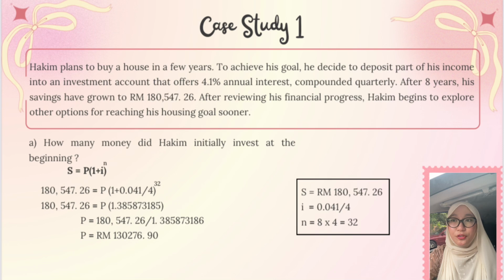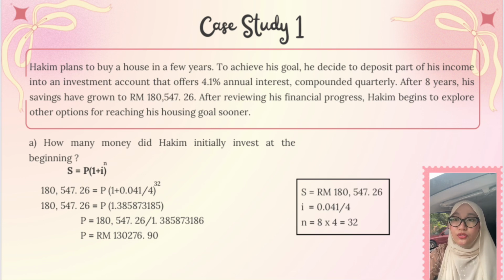Okay, for part A, we need to find the original amount deposited, which is the principal. We are given that the final amount after 8 years is 180,547 ringgit 26 cents. The interest rate is 4.1% per year, and it is compounded quarterly. Since quarterly means 4 times a year, we divide the annual interest rate by 4. This is the interest rate for each quarter. Next, we find the number of compounding periods. 8 years multiplied by 4 quarters per year equals 32. So there are 32 compounding periods.